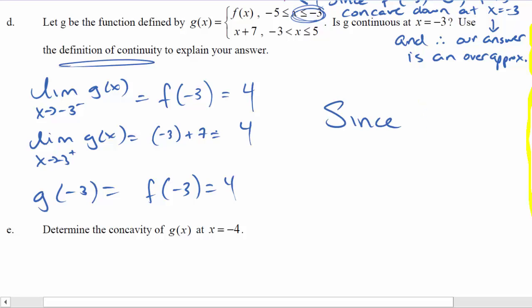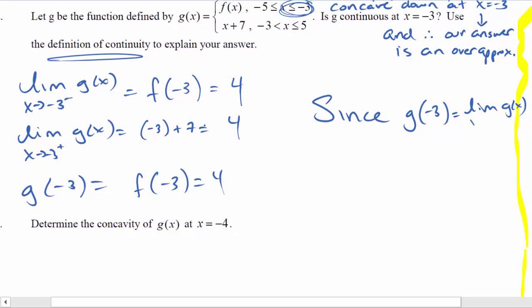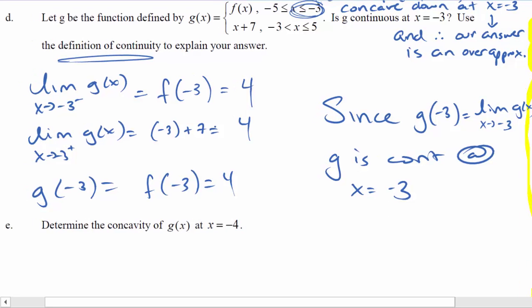Since g of negative 3 equals the limit of g of x as x approaches negative 3, g is continuous at x equals negative 3. Very simple as long as you know the definition of continuity.